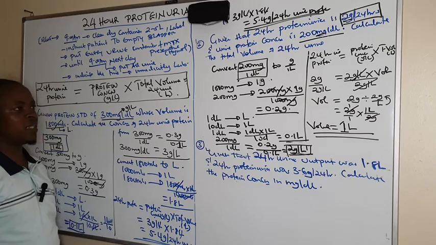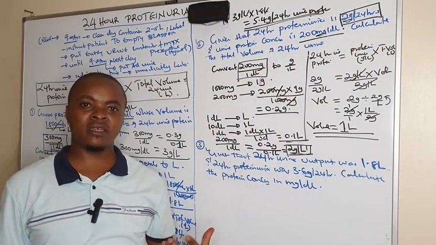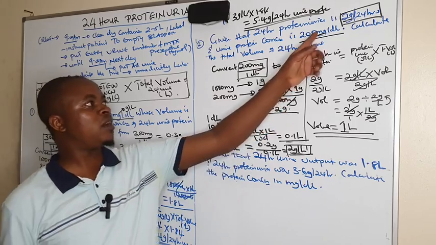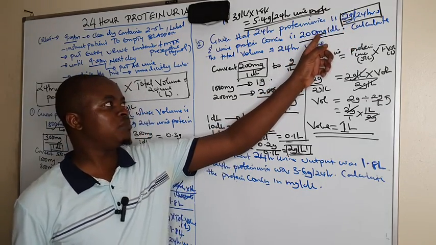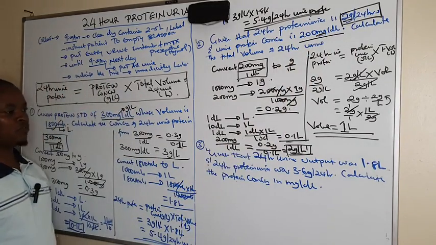So this is how we can get it. Always identify what is given and what is required and which units we need to convert. For example, here the trick was that here it is milligrams and here we have grams. So we are forced to convert. That is the trick.